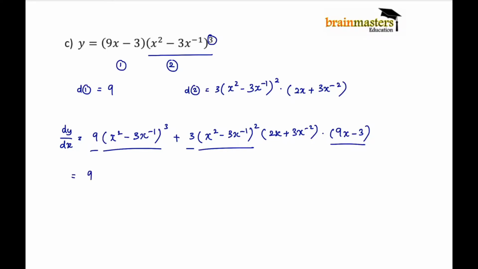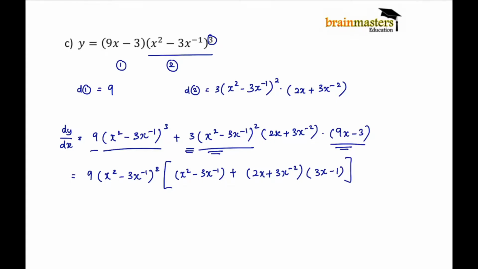The cube and the square, I'll take out the smaller one, leaving the square. Whatever I'm left with will be inside the square bracket, which I'll open up. So I'm left with x squared minus 3x power negative 1. I take out a 3 here, and I'm left with 2x plus 3x minus 2. Since I took out a 3 from here, I'm left with 3x minus 1.